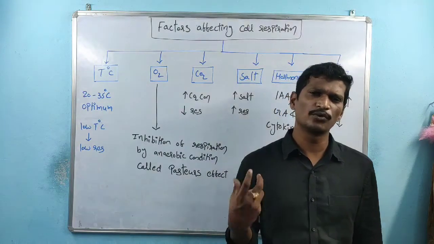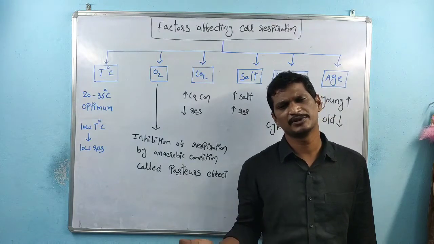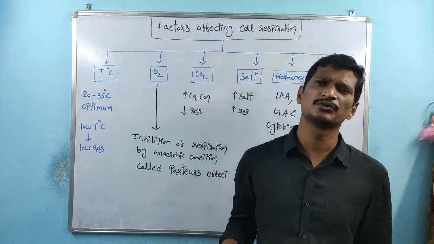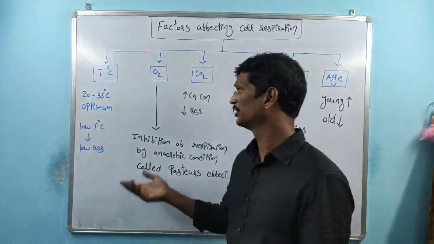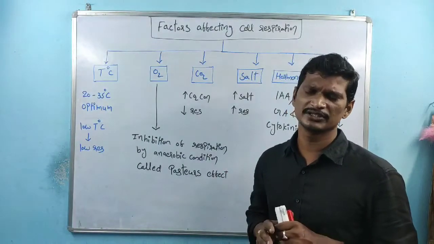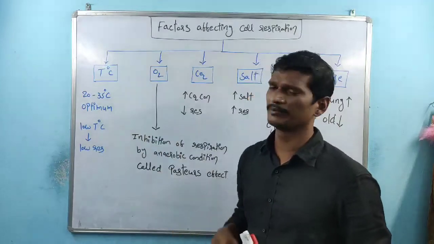If the enzymes are more active, the respiration is more, because glycolysis is an enzyme dependent process, the TCA cycle is an enzyme dependent process, and the electron transport chain is an enzyme dependent process. So temperature always requires optimum conditions. The range here is 20 to 35 degrees centigrade. So that is about temperature.